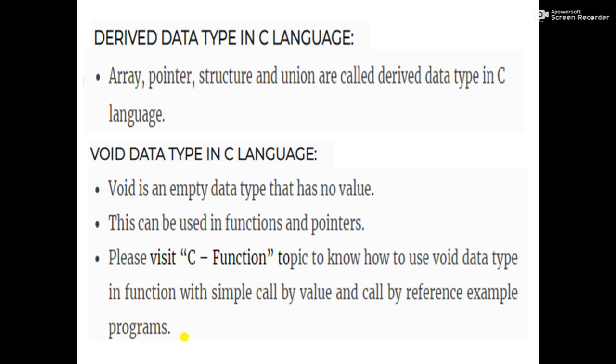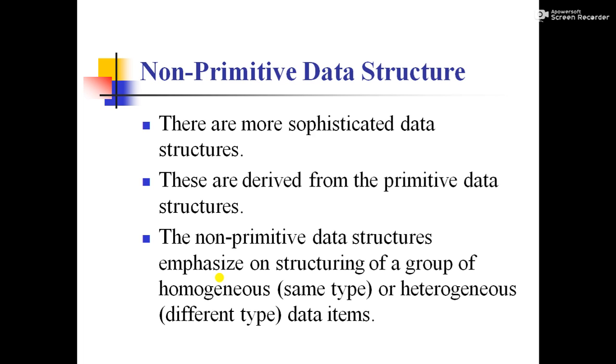Now coming to derived data types: array, pointer, structure and union. These points are already in the syllabus. We'll discuss them one by one: what an array is, what a pointer is, what a structure is and what a union is. This is a derived data type. And the void data type is an empty data type that has no value. This can be used in functions and pointers, so we can use the function topic for discussing that. So in this way there are basic data types, and we have to use them in our discussion.